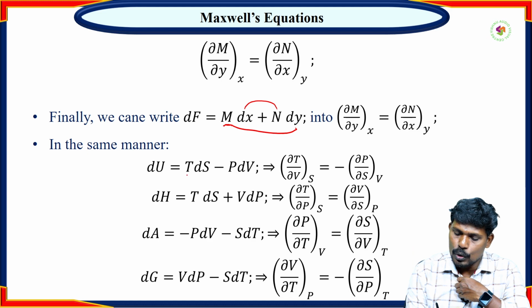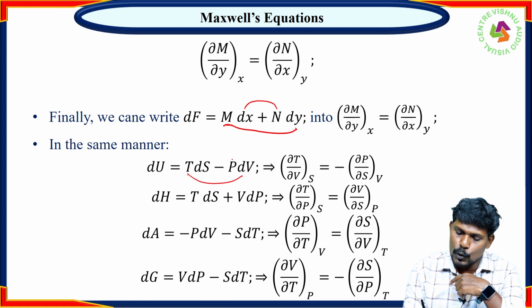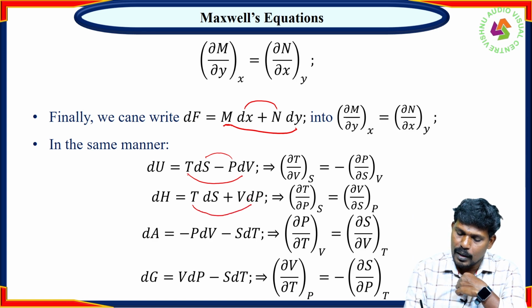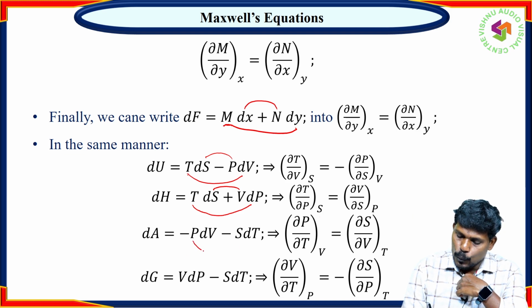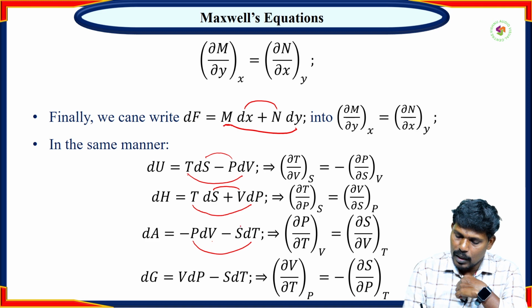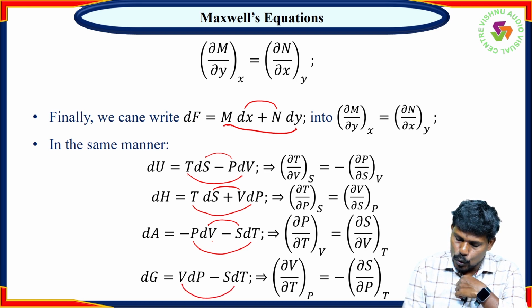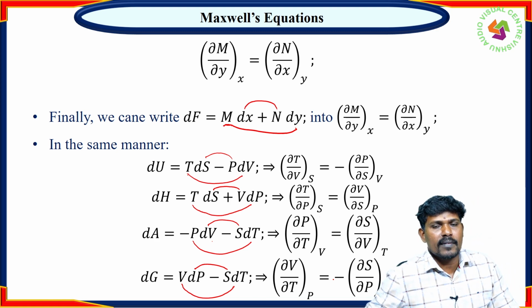So dou T by dou V at constant S, next dou T by dou V and dou P by dou S at constant V. Okay, in the same way, dou T by dou P, dou V by dou S at constant entropy and constant pressure, and this is dou P by dou T at constant V, dou S by dou V at constant T. So here dou V by dou T at constant P, dou S by dou P at constant T. So we will get the minus here. So these are called Maxwell expressions.